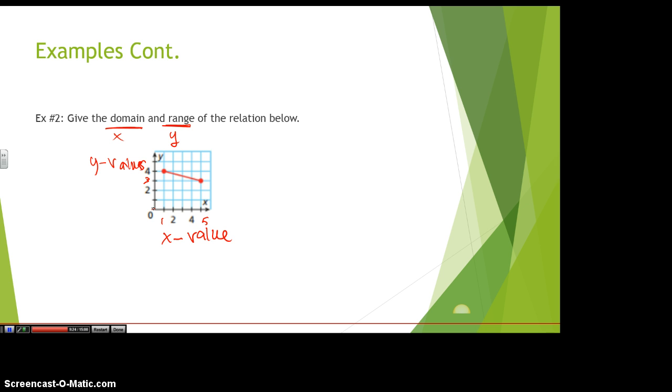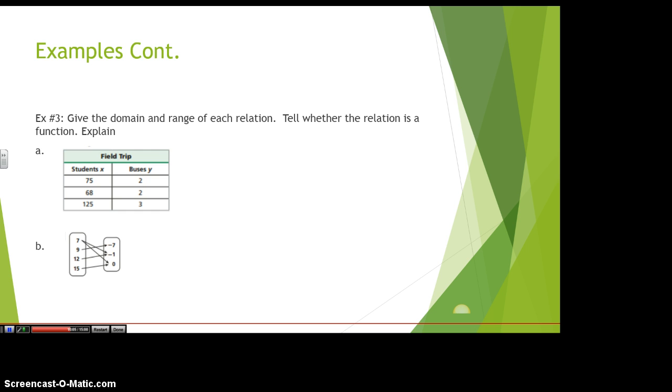So the domain, here's the answer, the domain is 1 is less than or equal to x, which is less than or equal to 5. The answer for the range, 3 is less than or equal to y, y is less than or equal to 4. Notice how they wrote for the graph, the domain and the range as an inequality right here. So I do expect you to do that when you see a graph. Determining the domain and range is setting it up like an inequality, the range of values in which it falls.